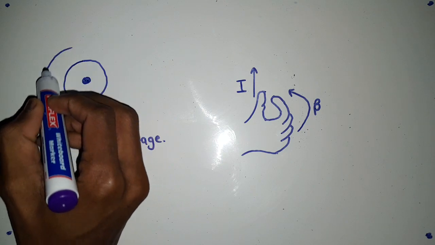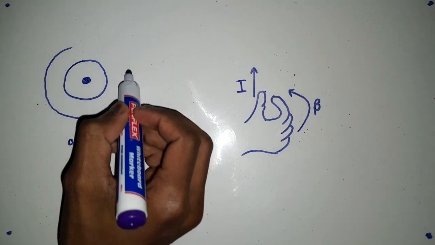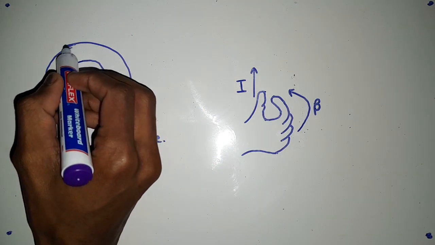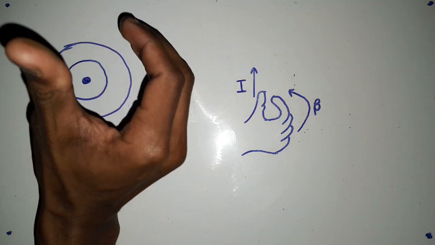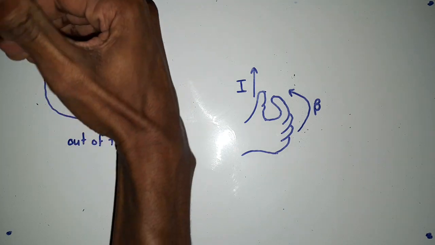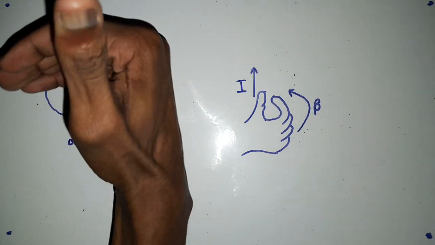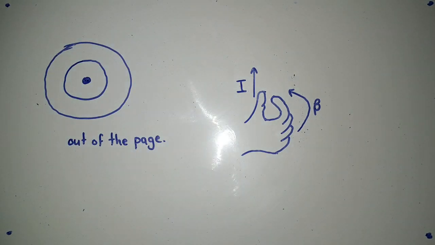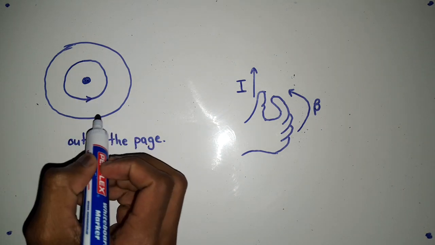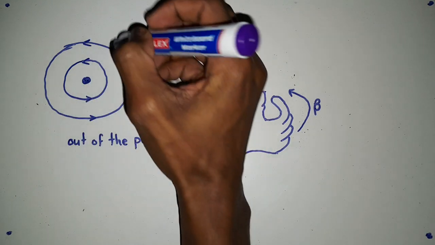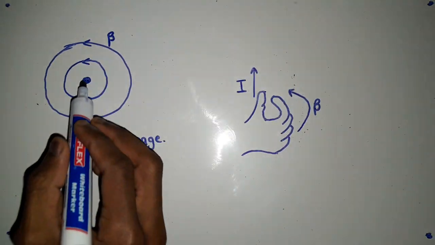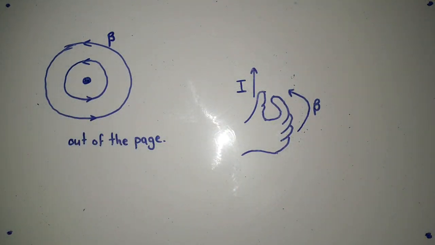I'm going to get a situation which is like this. The current is moving towards us, but as for the magnetic field, it's going to turn like this. I hope you can see, turn like this. Then we are going to get a situation like this for the magnetic field. That dot is going to represent the movement of current or the movement of electrons.